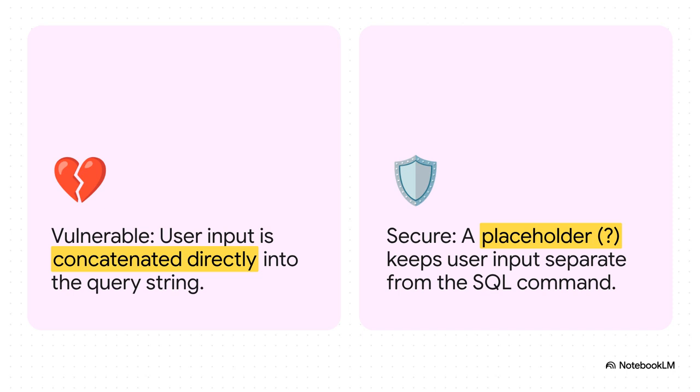The secure method on the right uses something called parameterized queries. You see that question mark? That's a placeholder. The application sends the command with that placeholder, and then it sends the user's input totally separately. This way, the database knows for a fact that the user's input is just data. It's never ever treated as an instruction.